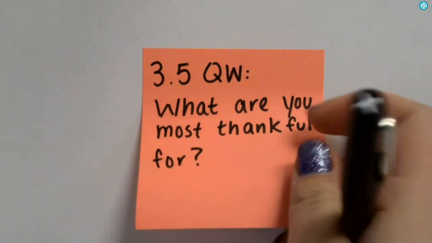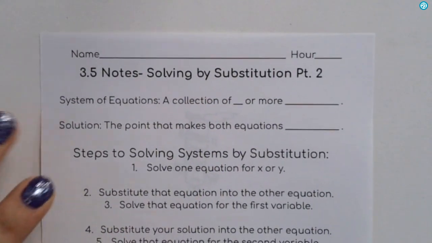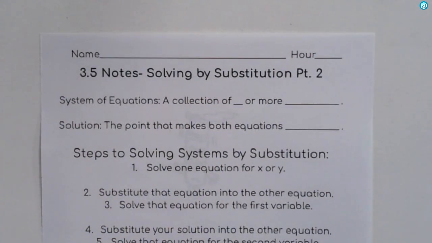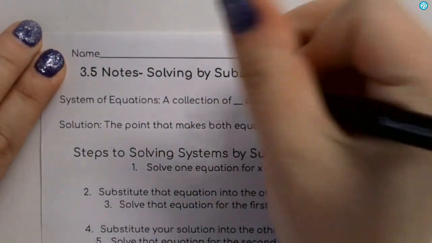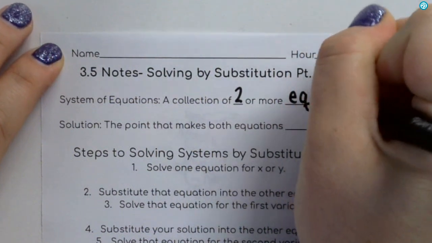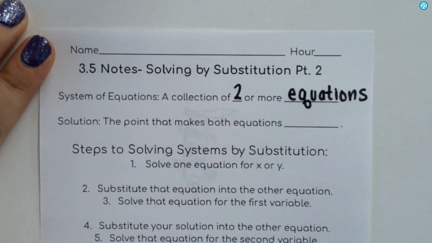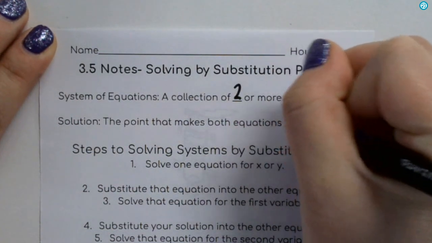Let's get started with 3.5 notes. If at this point you haven't had note sheets passed out, make sure we get those. Here we go. The first two lines here are the exact same definitions we have seen all unit. A system of equations is still a collection of two or more equations, and the solution to a system of equations is still the point that makes both of our equations true.